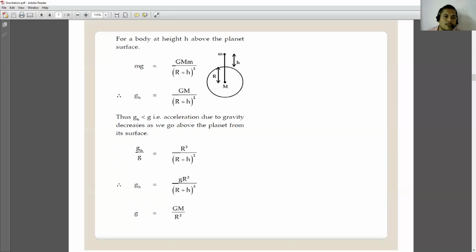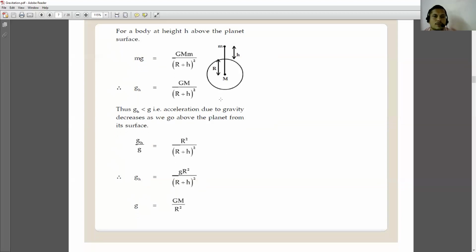Thus, g_h is less than g, that is acceleration due to gravity decreases as we go above the planet from its surface. So here we are discussing the position of a body above the planet surface, due to which in our equation we are adding r plus h, the extra distance from the center of the Earth, and we get the new equation, g_h, the acceleration due to gravity at that height, is GM upon (r plus h) square. As the value increases in the denominator, the value decreases. So g_h is less than g, that is acceleration due to gravity decreases as we go above the planet from its surface. That ratio is given here.